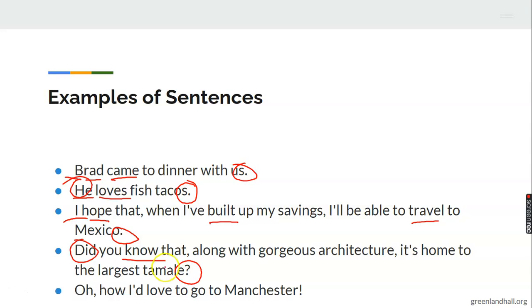Oh, how would I love to go to Manchester? Wow. It's a place I want to go to also because that's my favorite club. It has a subject. The subject is I here. The verb has been underlined for you as loved. And mind you, it starts with a capital letter and ends with an exclamation mark. These are examples of sentences.